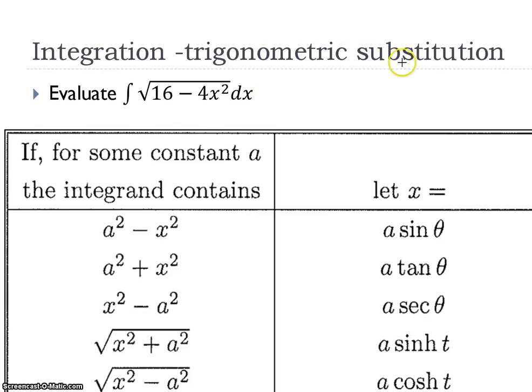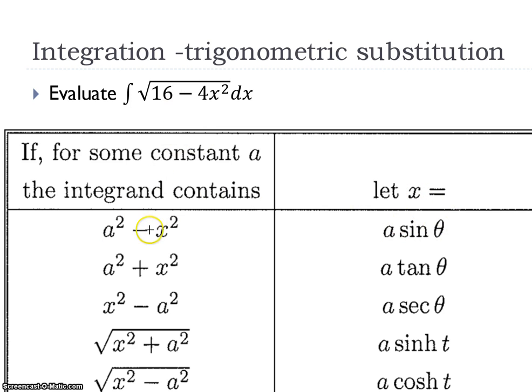We are going to use trigonometric substitution to evaluate the integral here. So let's look at the table to compare and find the suitable substitution to solve this integration. If you look at the first one, if the integrand contains a squared subtract x squared, we will let x equal a sine theta.